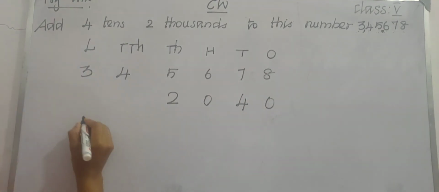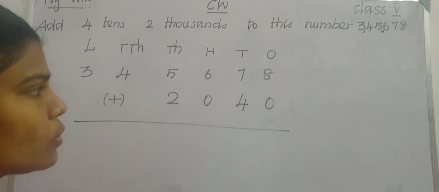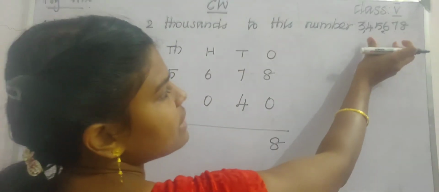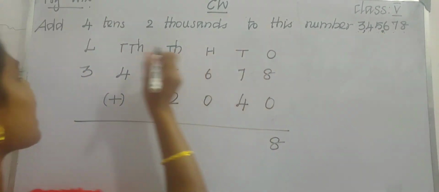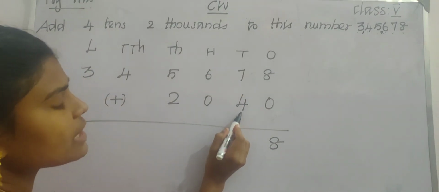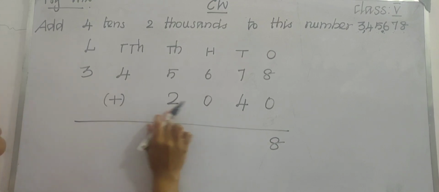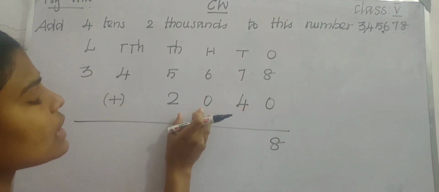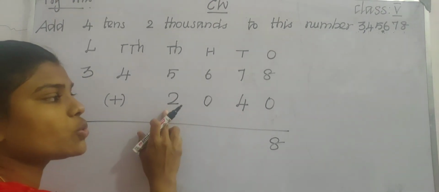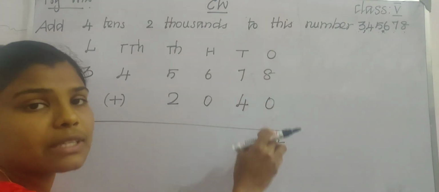Okay, children. So let us add. So how will you add? 8 plus 0, 8. Can you all understand? So the number just given in the question is this. So with this we are going to add 4 tens, 2 thousands. So 4 tens in tens place we need to include 4 and in thousands place we need to put 2. So for all the other places we are just putting zeros. So that 2040. Okay, children. So 2040. So we can add it very easily, right? So 8 plus 0, 8.